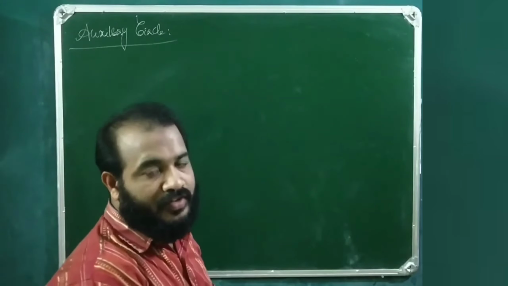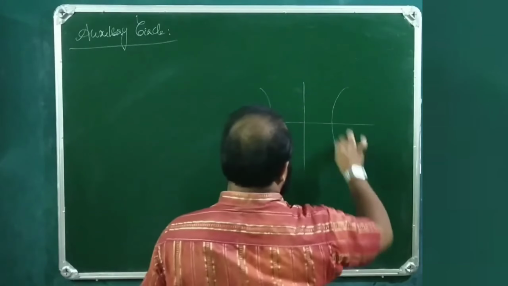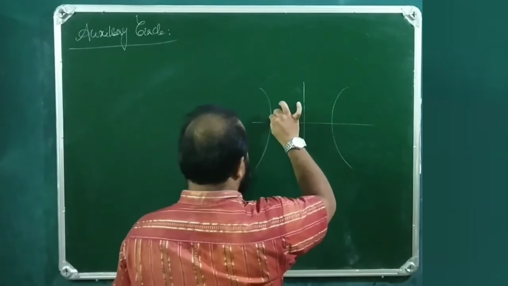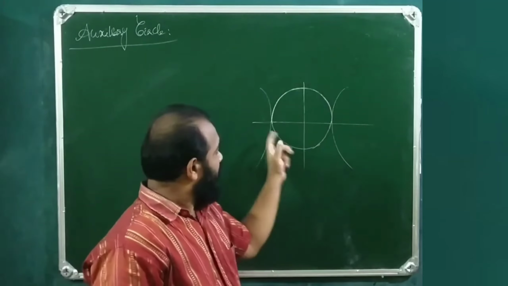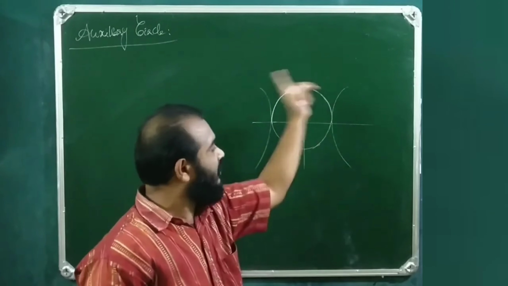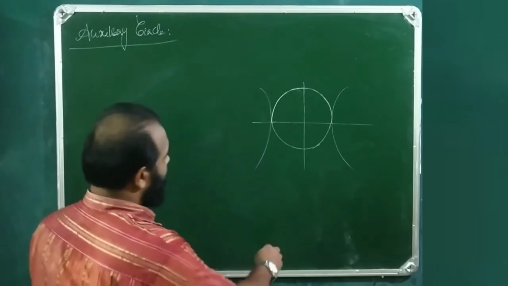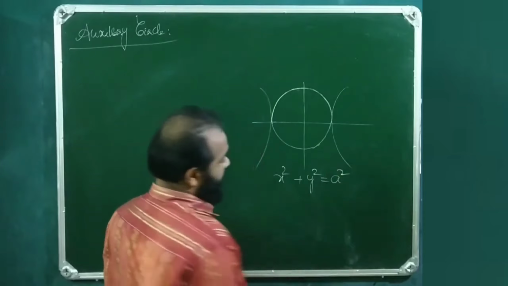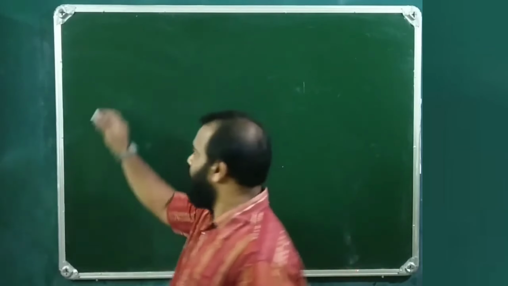Now the auxiliary circle for the hyperbola is like this. So this is the hyperbola, this is the transverse axis, and for this circle, the transverse axis is the diameter. So this circle is called the auxiliary circle for the hyperbola, and the auxiliary circle for this hyperbola is also x square plus y square equals a square, just like the ellipse. Our next topic is asymptotes.